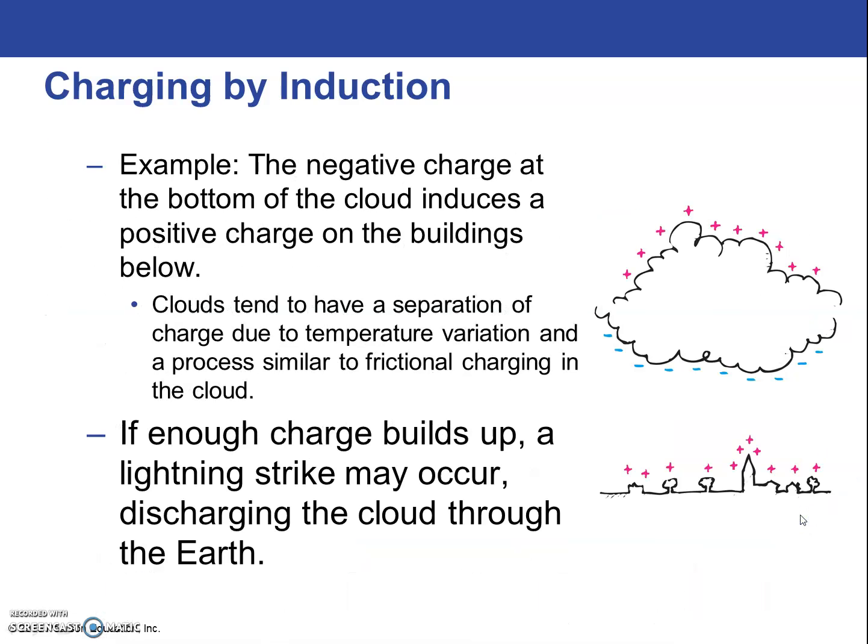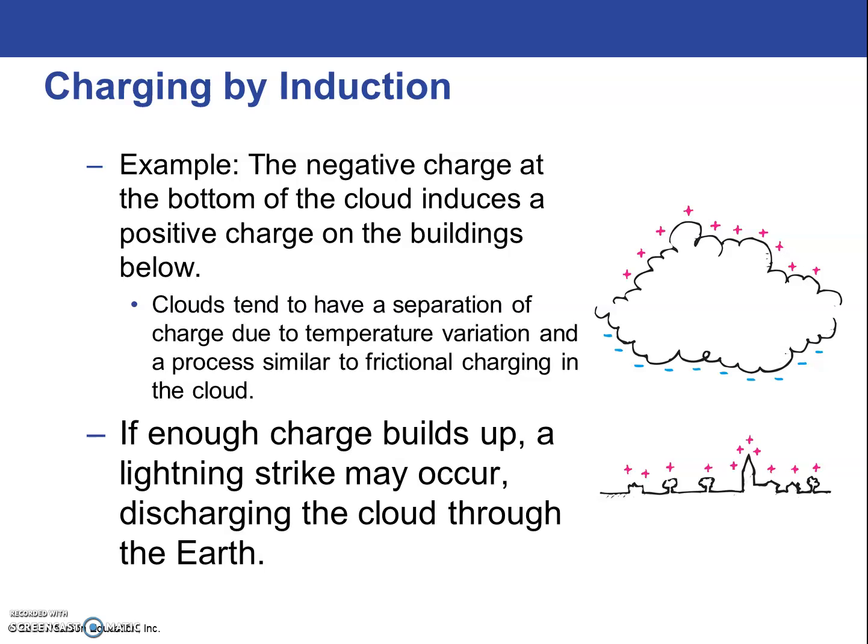One more example of induction. It turns out that clouds are often polarized, and not because of some other charged object nearby. Rather, there's some complicated process within the cloud that has to do with the differences in temperature within the cloud and something similar to frictional charging. This causes the top of a cloud to be positively charged and the bottom of a cloud to be negatively charged. And remember, clouds can be quite large and they can hold a lot of charge.